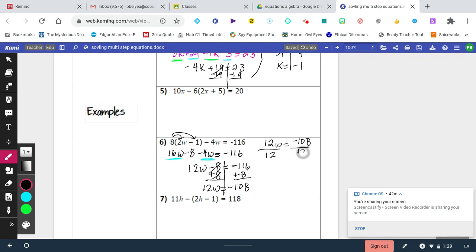Then you're going to divide both sides by 12. So W is equal to negative 9. Okay, that's much better.